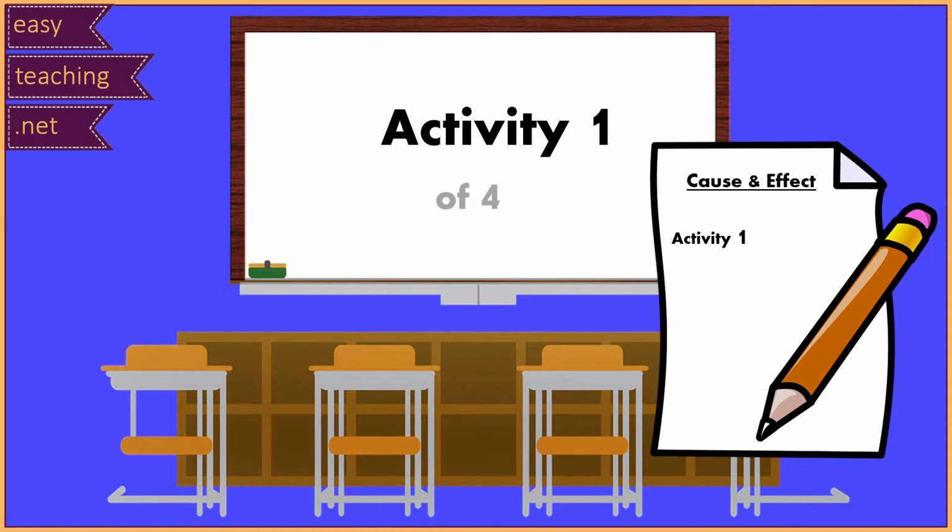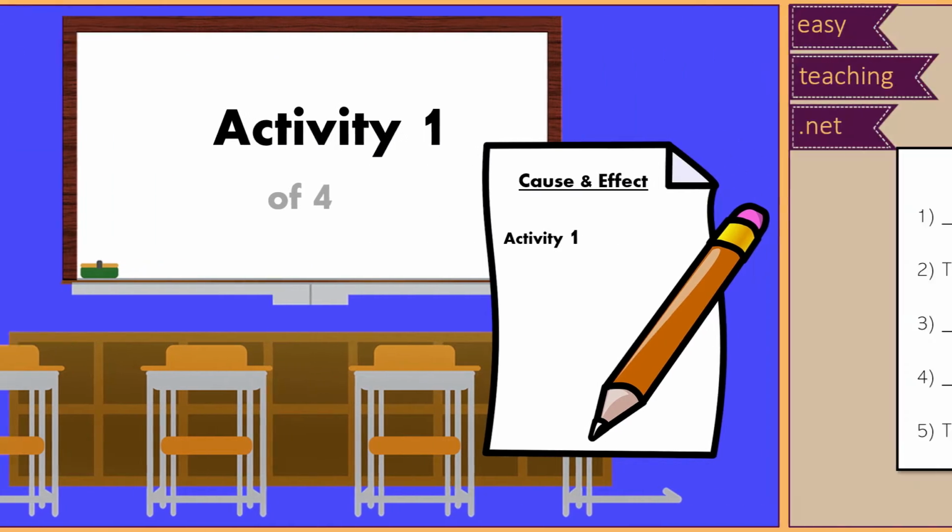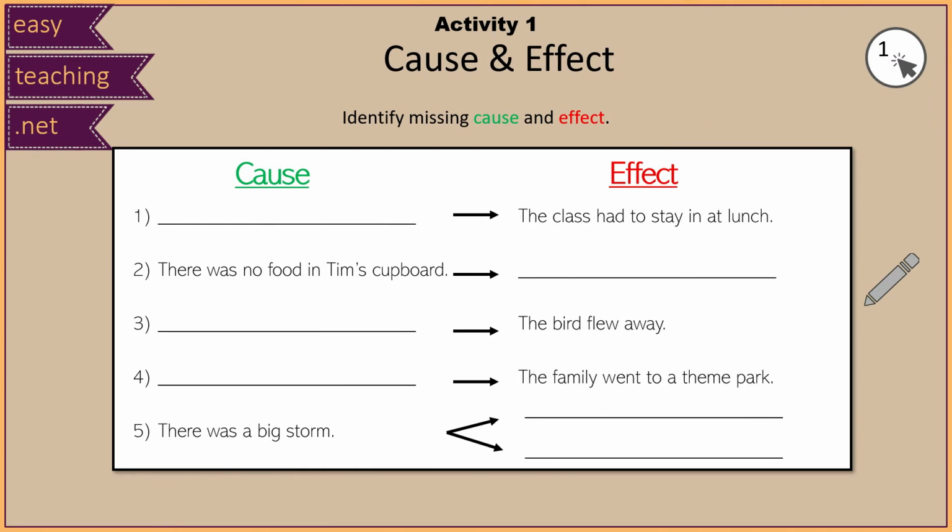Activity 1. Here are some incomplete cause and effect relationships. In some, the cause is missing, while in the others, the effect is missing. Your job is to fill in the blanks to complete the cause and effect relationships.